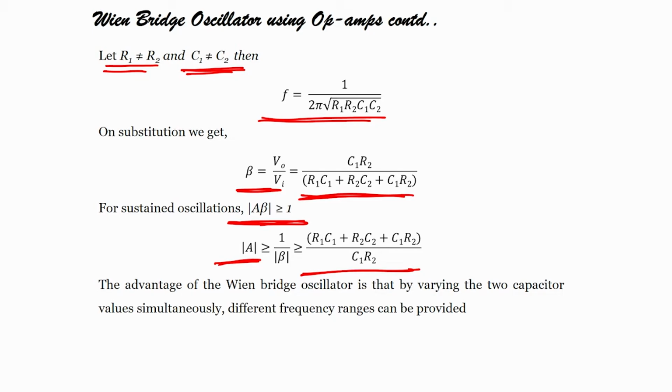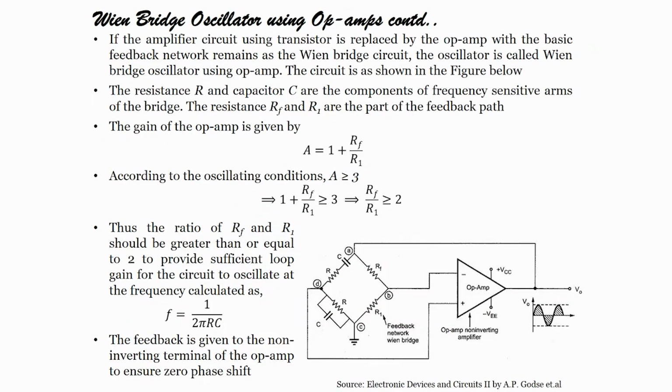So, what is the advantage of this? The advantage of the Wein bridge oscillator is that by varying two capacitors simultaneously, different frequency ranges can be provided. We can have a different frequency range if we change the value of the two capacitors. The advantage of the Wein bridge oscillator is that it is super easy.